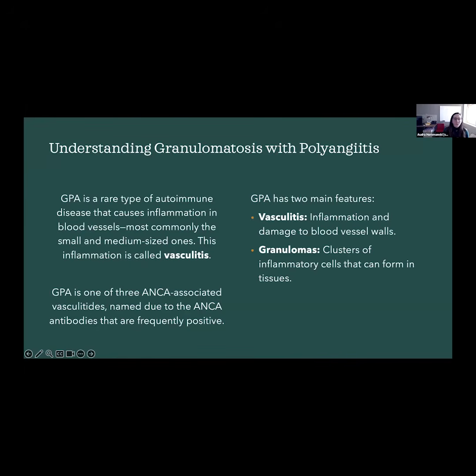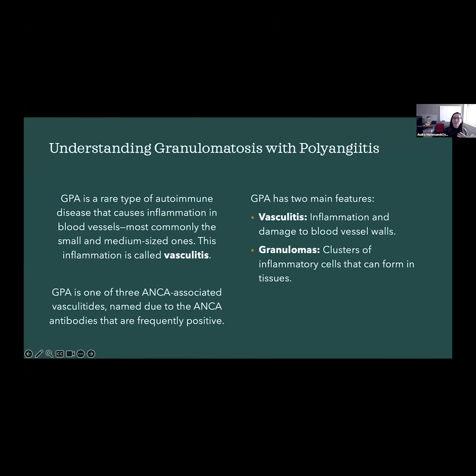GPA is one of 3 ANCA-associated vasculitides, and it's named due to the ANCA antibodies that are frequently positive, although not always positive. That's why it's ANCA-associated vasculitis and not ANCA-positive vasculitis, for example. We're going to discuss those ANCA antibodies in detail a little bit later. The other diseases under this ANCA vasculitis umbrella are microscopic polyangiitis, or MPA, and eosinophilic granulomatosis with polyangiitis, or eGPA. We won't be discussing those 2 diseases today, so we're going to focus mainly on GPA.